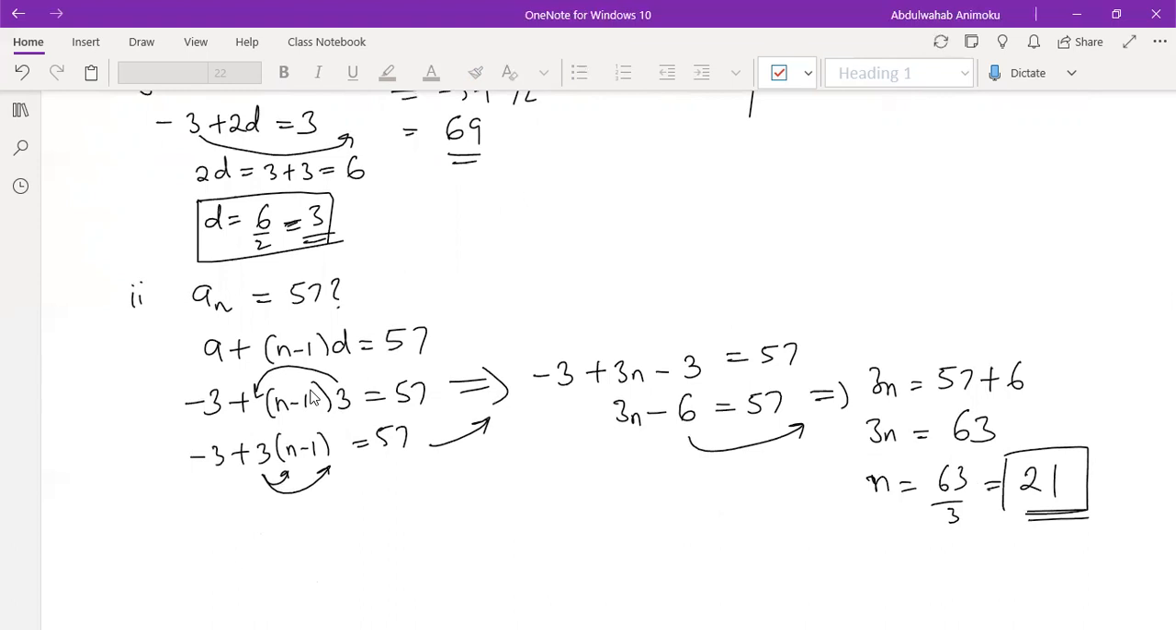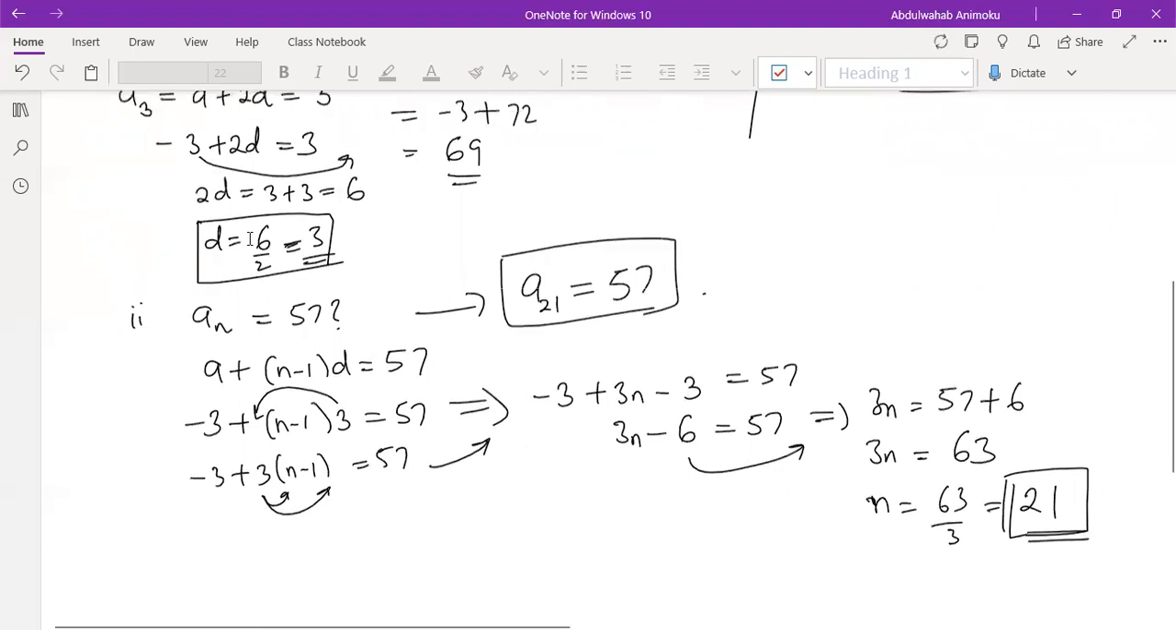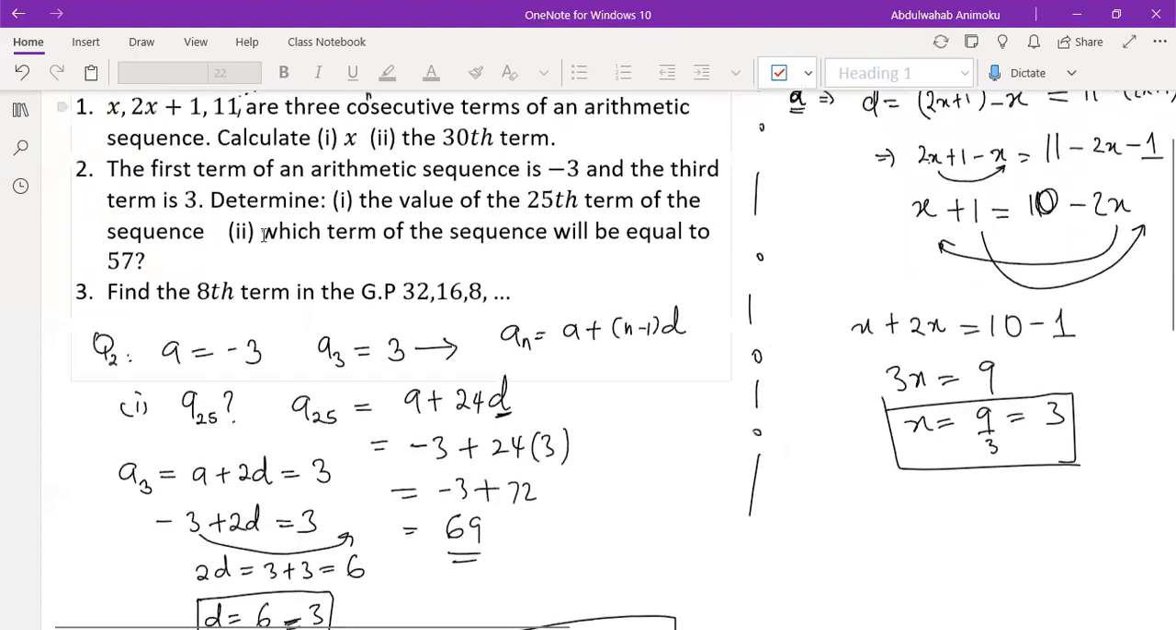So this is the term of this sequence that will give us 57. So what it means is, a21, the 21st term of this sequence, is 57, right? Okay, so that's the solution to that particular problem.